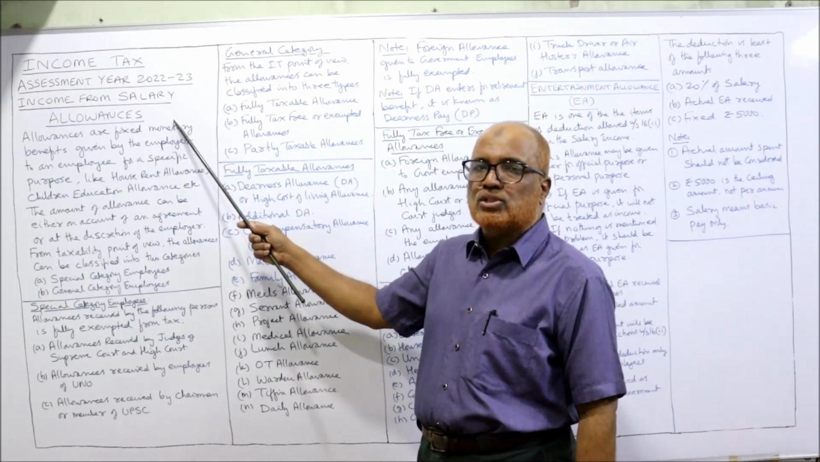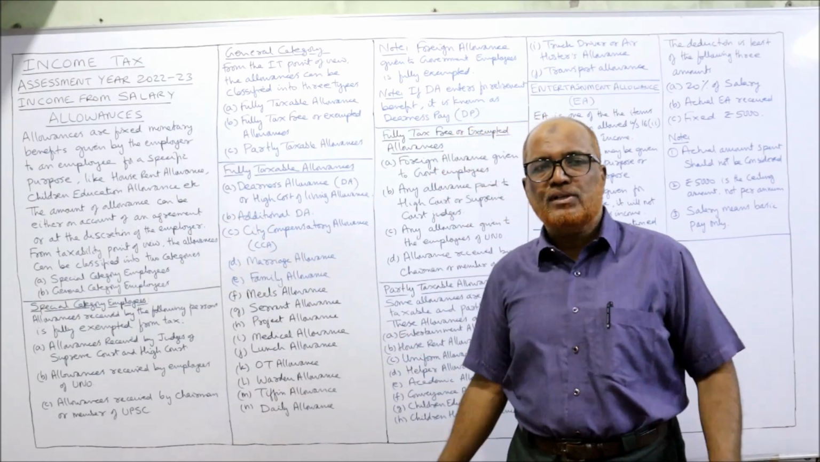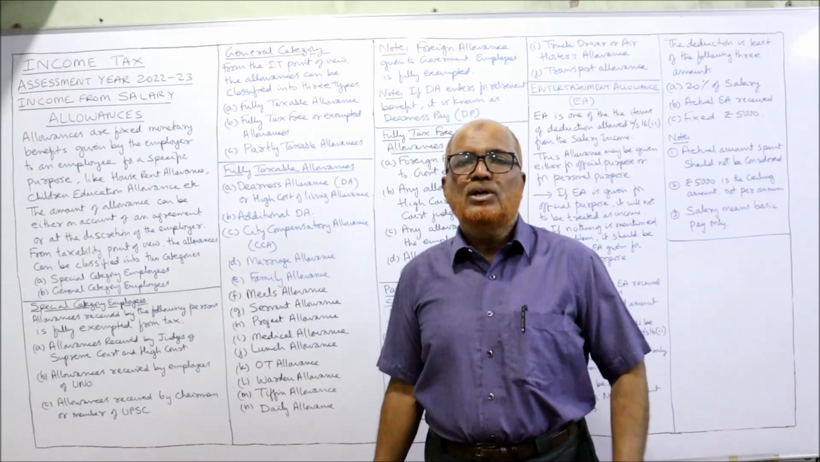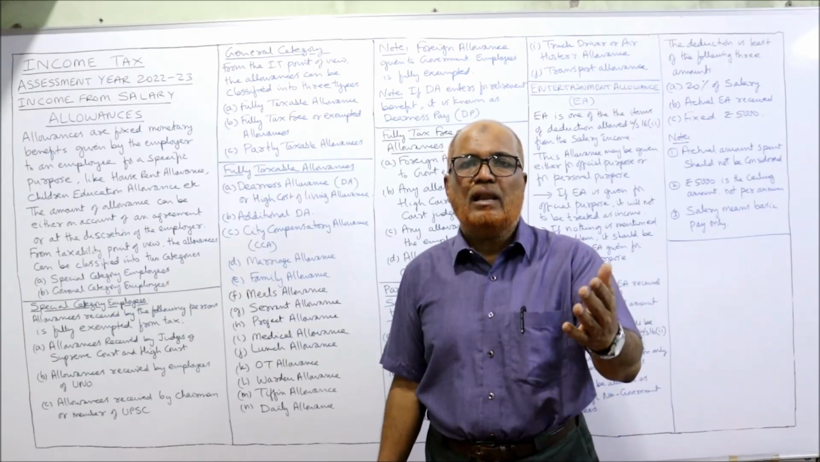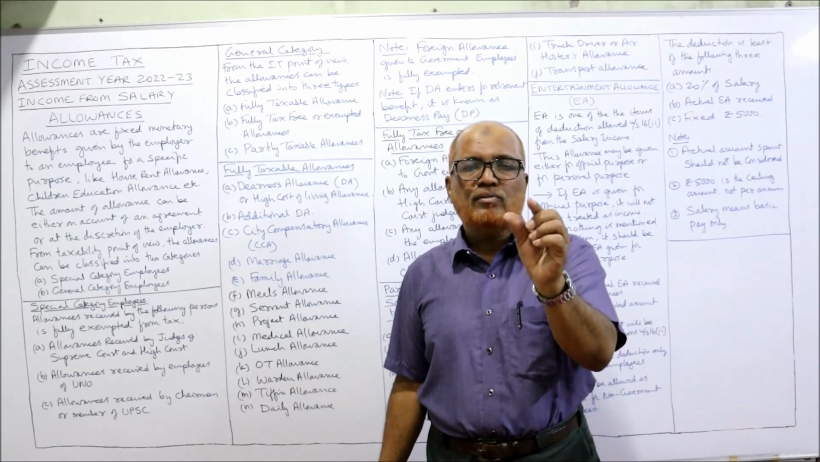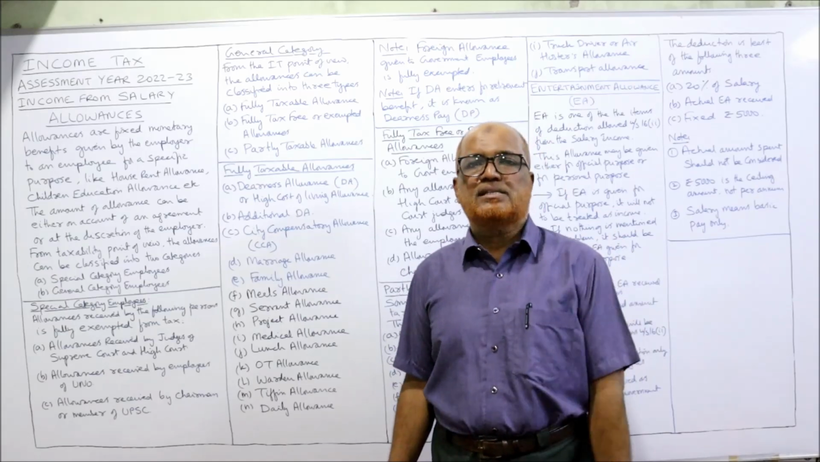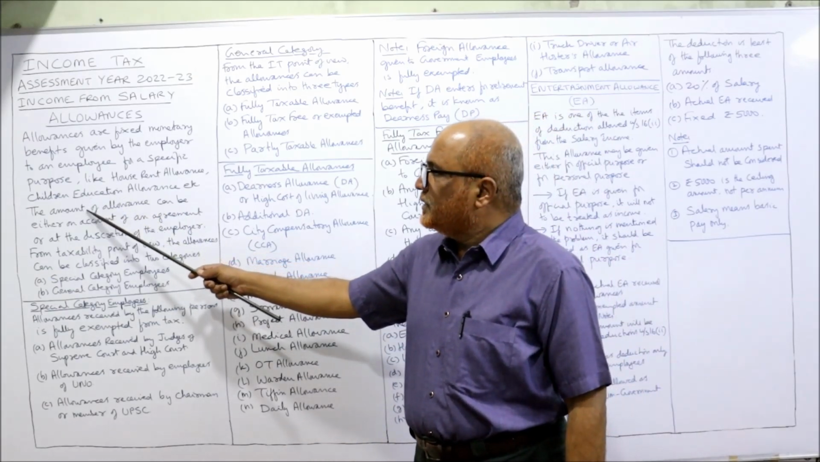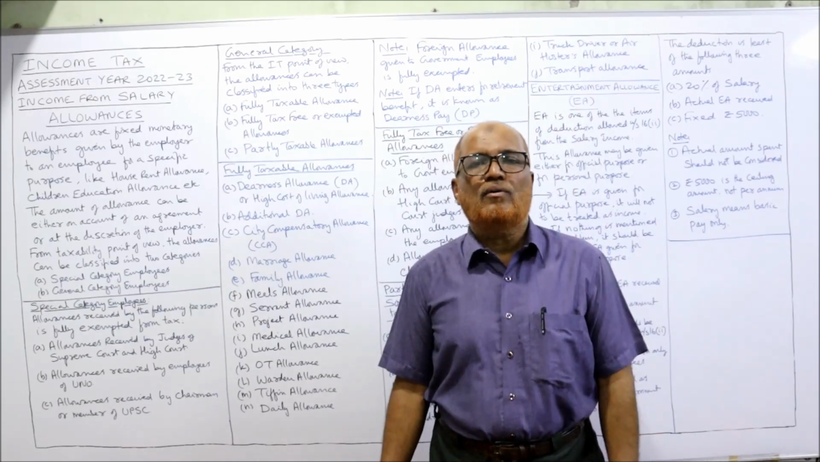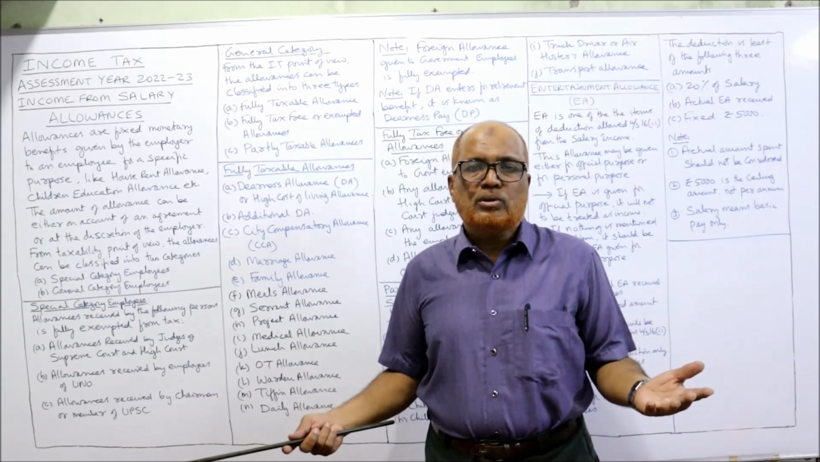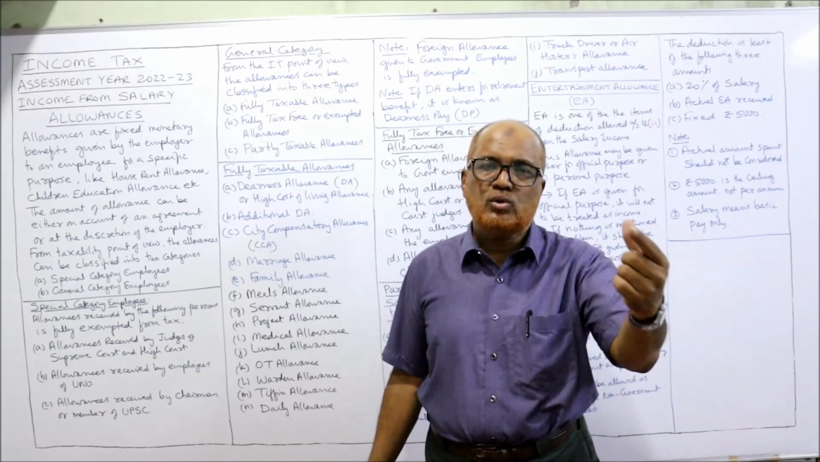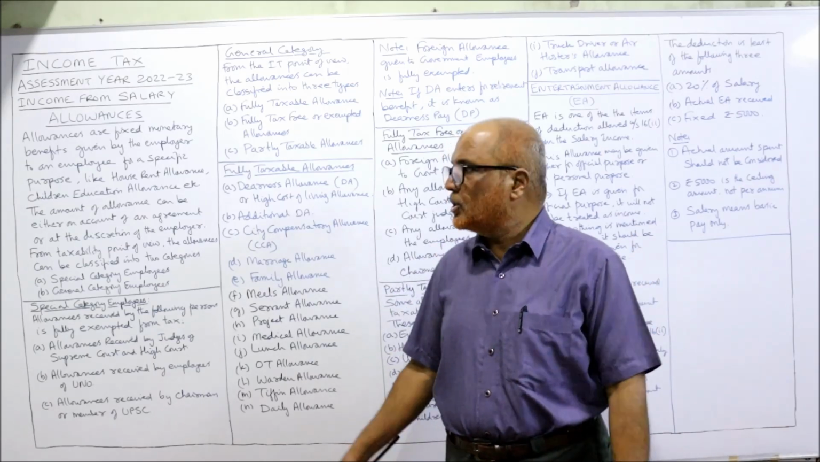So allowances are fixed monetary benefits given by the employer to the employee for a specific purpose, like entertainment allowance, house rent allowance, children education allowance, meal allowance, lunch allowance, medical allowance. These are the allowances, a fixed amount given along with the basic salary. Now, the amount of allowance can be either on account of agreement or at the discretion of the employer. So it may be both. It is written in the employment agreement that he will be given so and so allowance, or it may be at the discretion of the employer.